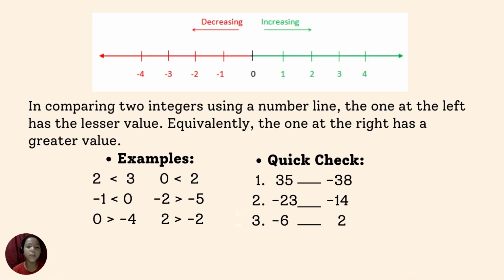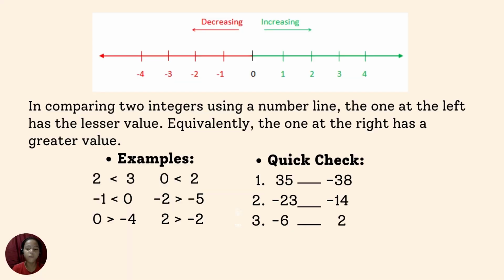In comparing two integers using a number line, the one at the left has the lesser value. Equivalently, the one at the right has a greater value. For example, 2 is less than positive 3. Negative 1 is less than 0. 0 is greater than negative 4. 0 is less than positive 2. Negative 2 is greater than negative 5. Positive 2 is greater than negative 2.